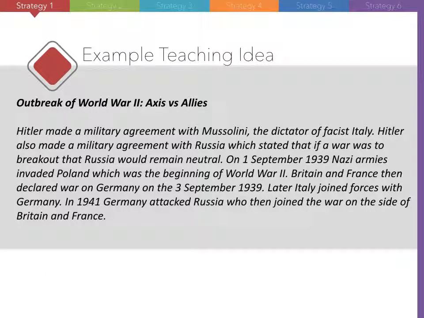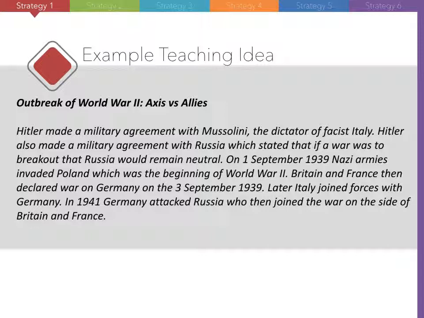Now let's work through an example together. This section of text is titled Outbreak of World War II, Axis versus Allies. Hitler made a military agreement with Mussolini, the dictator of fascist Italy. Hitler also made an agreement with Russia, which stated that if a war was to break out, Russia would remain neutral. On 1 September 1939, Nazi armies invaded Poland, which was the beginning of World War II. Britain and France then declared war on Germany on the 3rd of September 1939. Later, Italy joined forces with Germany, and in 1941, Germany attacked Russia, who then joined the war on the side of Britain and France.